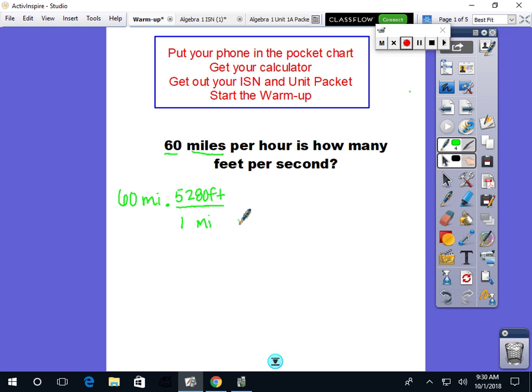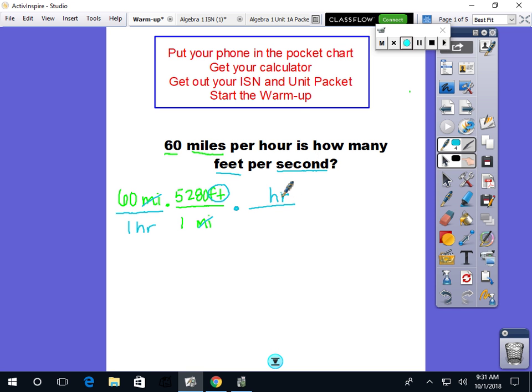Okay, so now I'm done with that portion of the conversion chain because I've made it from miles to feet, which is what they wanted me to do. Okay, but now I'm not completely finished because I've got to convert 1 hour into seconds. So since hours is on the bottom, hours now goes up top, but I'm trying to get to seconds.